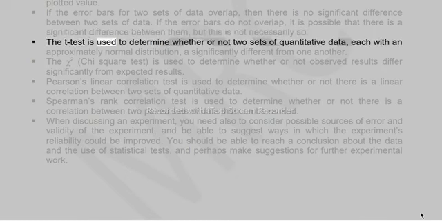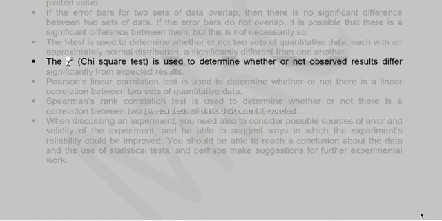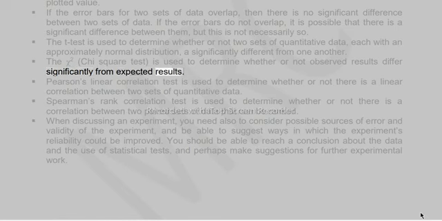The t-test is used to determine whether or not 2 sets of quantitative data, each with an approximately normal distribution, are significantly different from one another. The chi-squared test is used to determine whether or not observed results differ significantly from expected results.